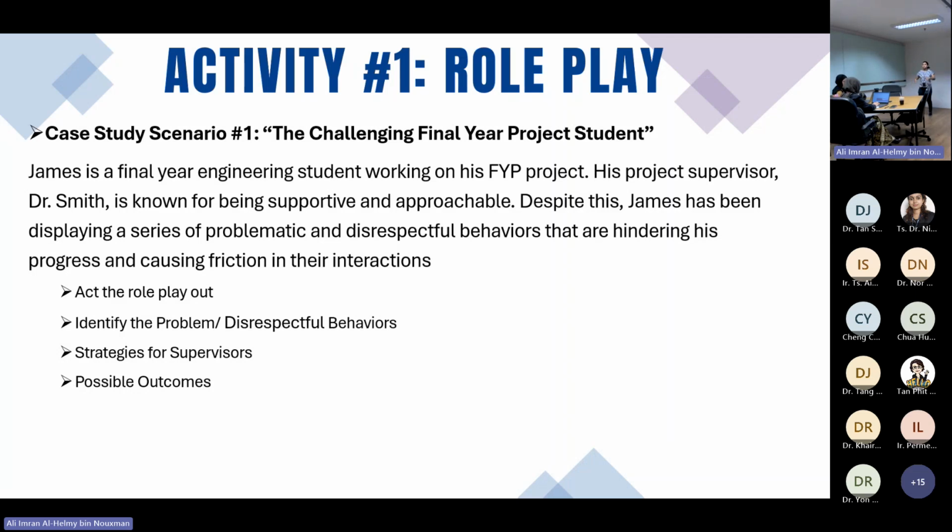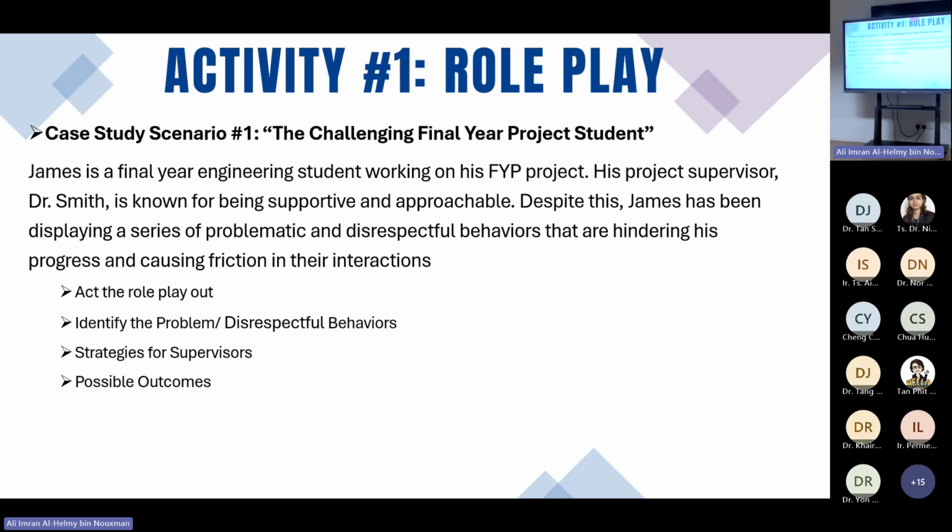Okay, so the role play is like this. You are given two scenarios. Scenario one is the challenging final year project student. James is a final year engineering student working on his FYP project. His project supervisor, Dr. Smith, is known to be very supportive and approachable, like me. Despite this, James has been displaying a series of problematic and disrespectful behaviors that are hindering his progress and causing friction in their interactions. So we have a very good supervisor, but a very problematic and disrespectful student. This is scenario one.